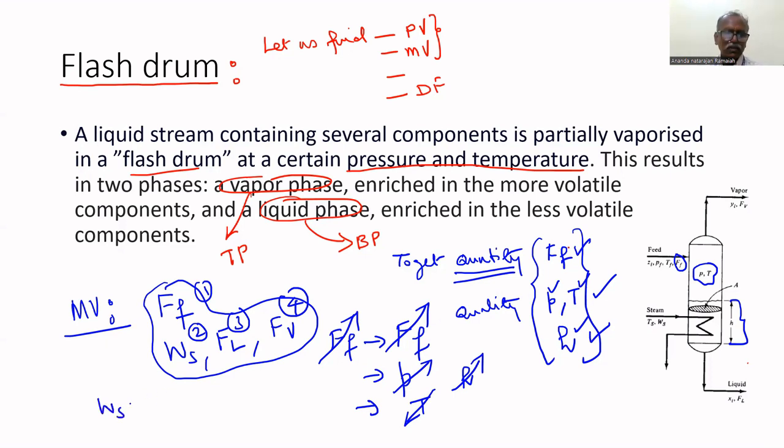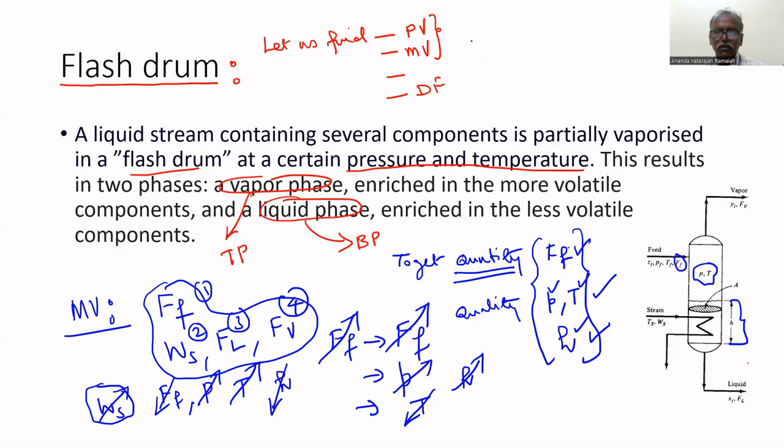Steam flow rate, if you consider, if steam flow rate increases, pressure will increase. That's why pressure inside the flash drum will increase because of increase in temperature. Therefore, FF will decrease. Pressure will increase. Temperature will increase. As temperature increases, H will decrease, because vaporization will be more. So WS, steam flow rate, can be used to control all the four.